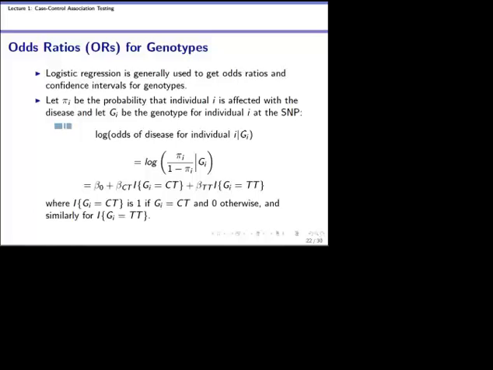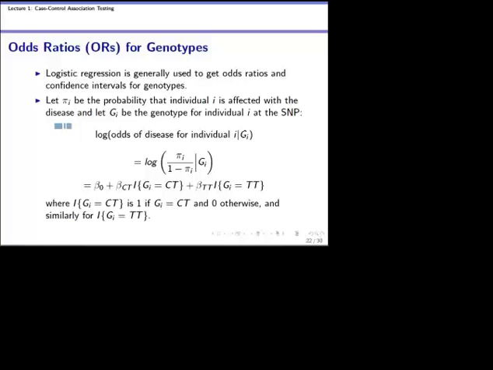So log of pi over 1 minus pi. Given that the person has a certain genotype, what's the log odds of disease? So pi over 1 minus pi is the odds, and we're taking the log of it, so it's called the log odds. If we have the log odds, what do we need to do to get the odds? Exponential, right? To get the odds. So remember that.